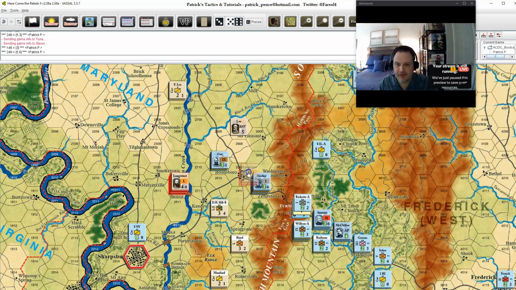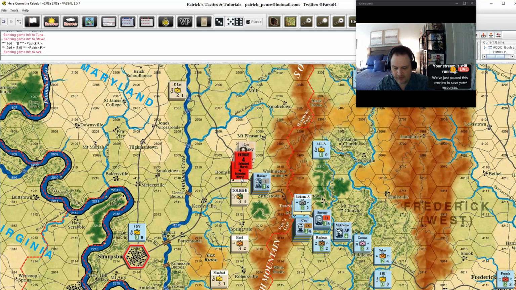All right, let's talk about the big dog now. We've got, let's say, I'm going to put Cox back down here. And let's say you are Lee in this case, and Hooker has wandered down off the mountain, and he's only got just himself and Meade, right? So let's talk about a grand assault.